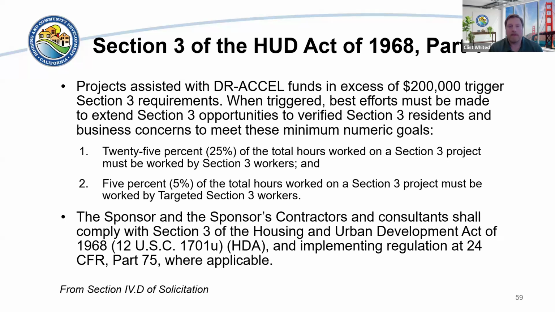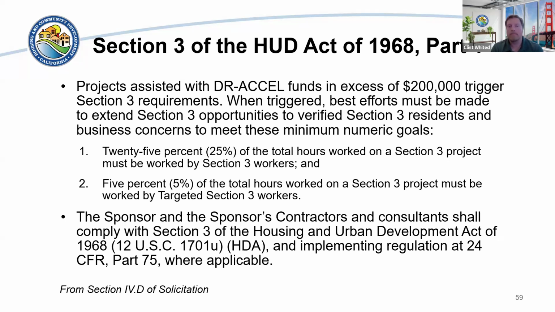Moving over to Section 3 of the Housing and Urban Development Act of 1968, projects assisted with DR Excel funds in excess of $200,000 trigger Section 3 requirements. When triggered, best efforts must be made to extend Section 3 opportunities to verified Section 3 residents and business concerns to meet the minimum numeric goals. The goals include that 25% of the total hours worked on a Section 3 covered project must be worked by Section 3 workers, and 5% of the total hours worked on a Section 3 project must be worked by targeted Section 3 workers.